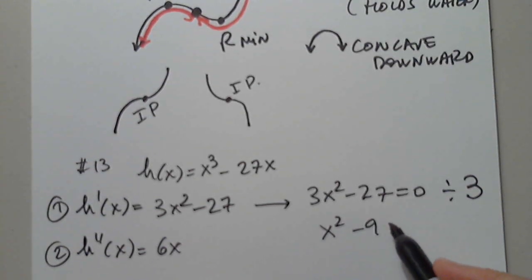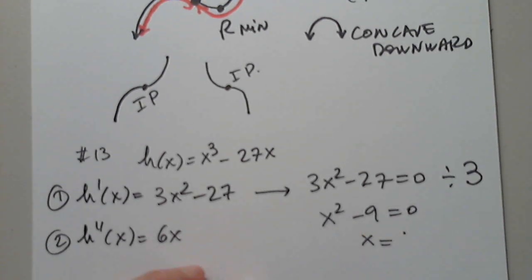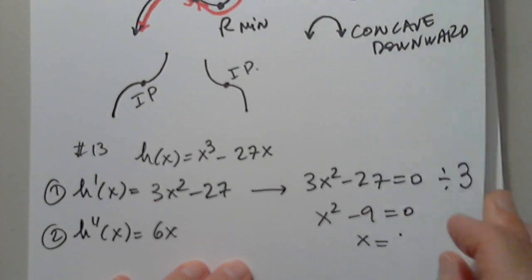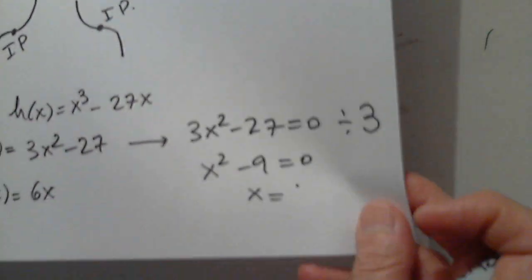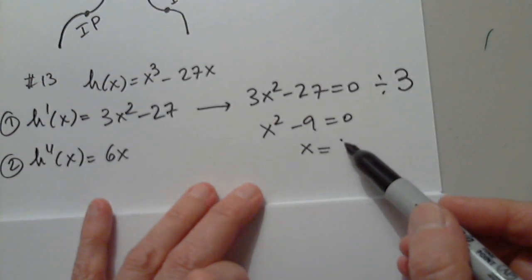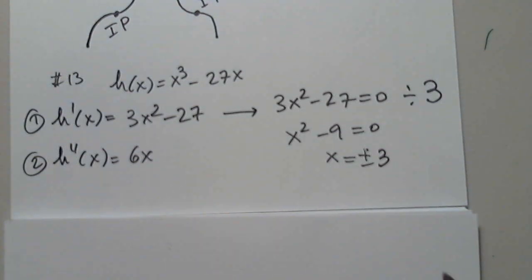So I have x squared minus 9 equals 0. Can anyone quickly give us the solutions for x squared minus 9 equals 0? That's why I always simplify to make it easier. Anyone? 3 and -3. Thank you very much. And we're going to continue next time.